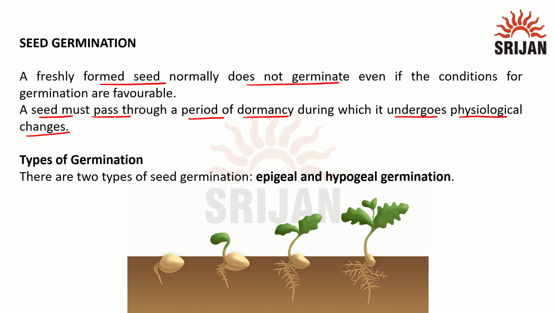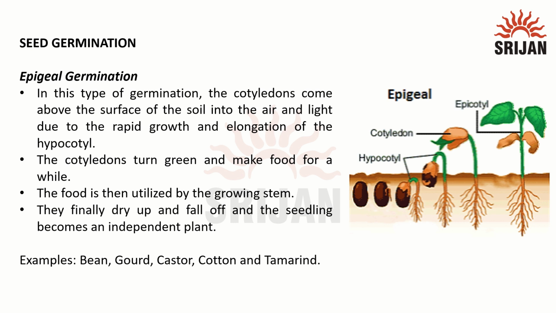Now based on how the germination process proceeds, we have two types of germination. One is epigeal germination, the second is known as hypogeal germination. This is based on whether the cotyledon remains below the soil after germination or not. Second is which part of the seed grows faster, that is, whether it is the epicotyl or the hypocotyl which grows faster. The first one is known as epigeal germination.